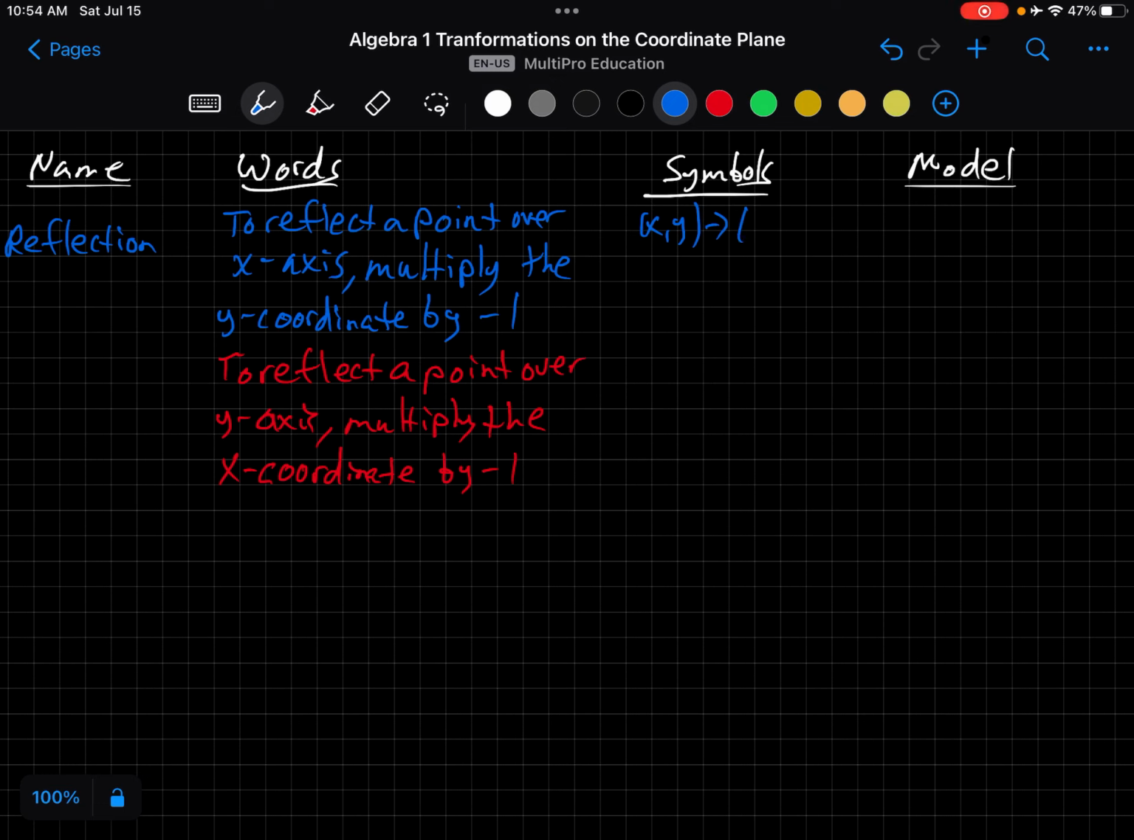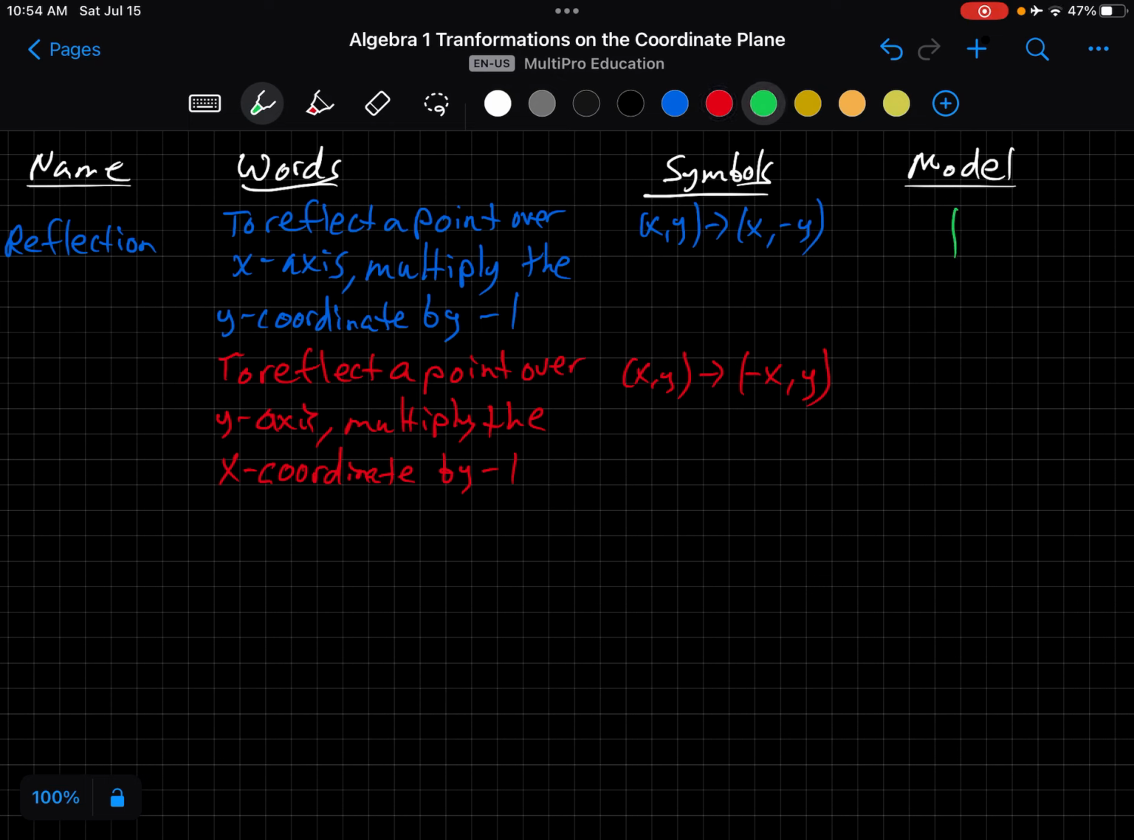Okay, so let's look at this. So x comma y coordinate becomes x comma minus y. So the y is multiplied by -1. Let's see what happens down here. So we got x comma y. This becomes minus x, positive y. So we multiply the x by -1.